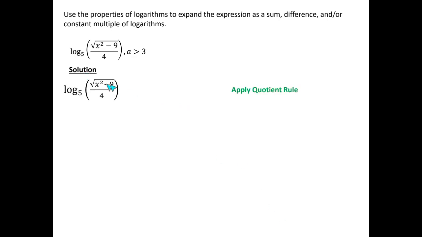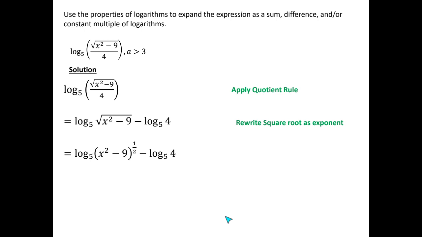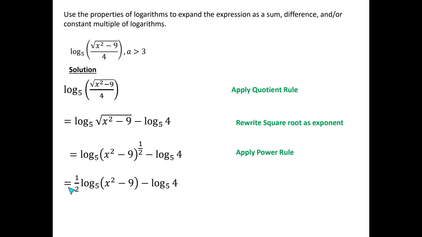Here we have two expressions, they're being divided. So we can separate it using the quotient rule. The quotient rule tells us that if you're dividing, we can separate with subtraction. So we're going to have log base 5 of the square root of x squared minus 9, minus log base 5 of 4. Now the square root, we can write it as an exponent of a half. And now I can apply the power rule, which means that I'm going to take my exponent of a half and bring it to the front. So I'm going to end up with 1/2 log base 5 of x squared minus 9, minus log base 5 of 4.